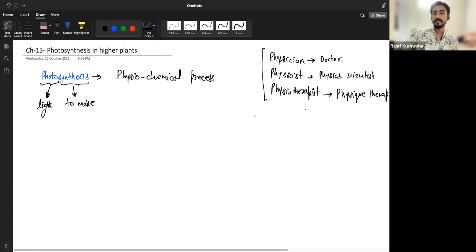So physiochemical means a process which is happening, which makes sense physiologically. So this whole unit is called plant physiology. We are studying how biology happens in plants, in plant cells.